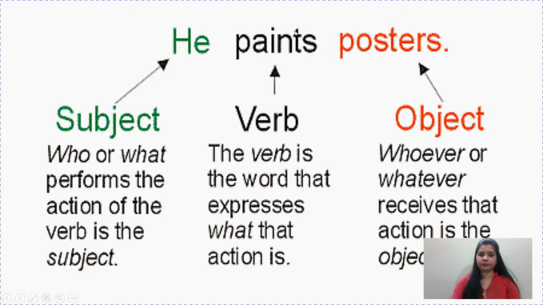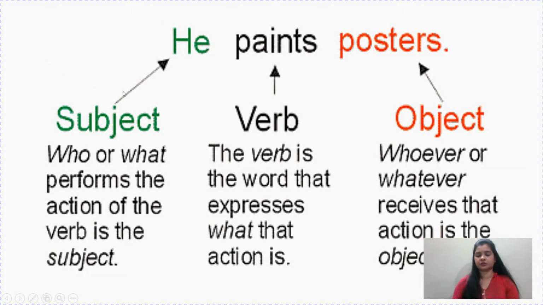Paints, it is the verb. The verb is a word that expresses what that action is. And here the posters, object. It is the object, children. What is the meaning of object? Whoever or whatever receives that action is the object. Or simply you can say object means the receiver. Like subject is the doer, object is the receiver.